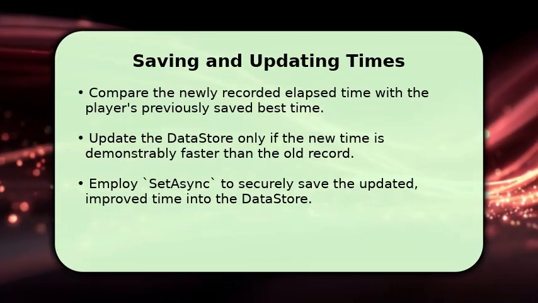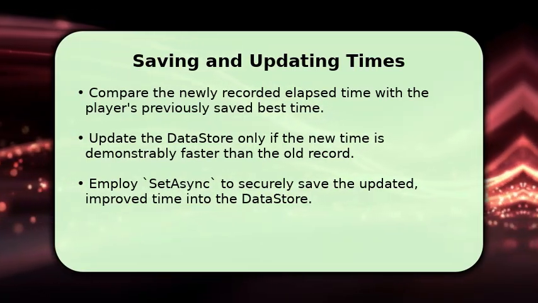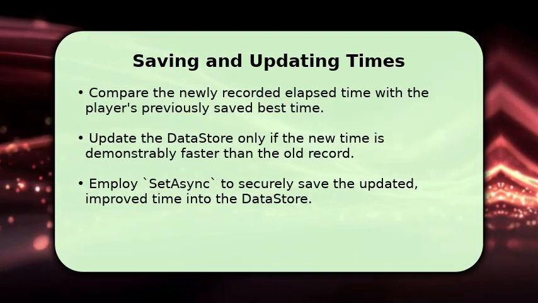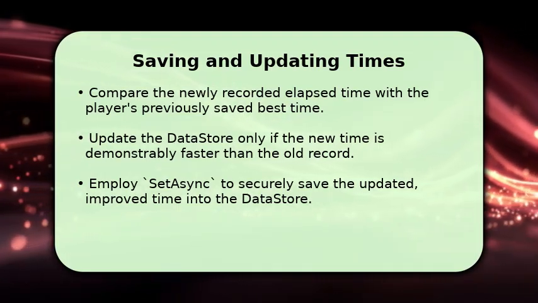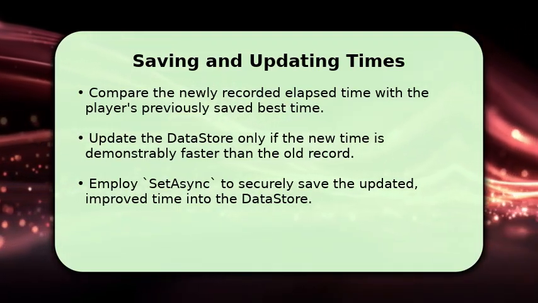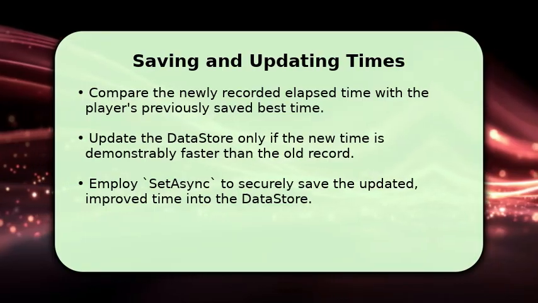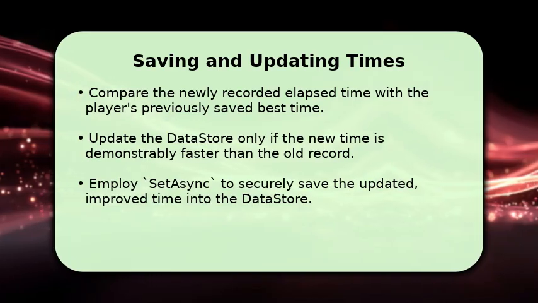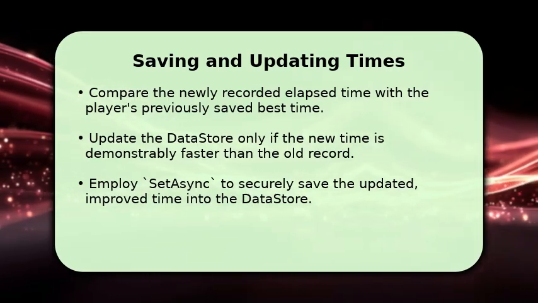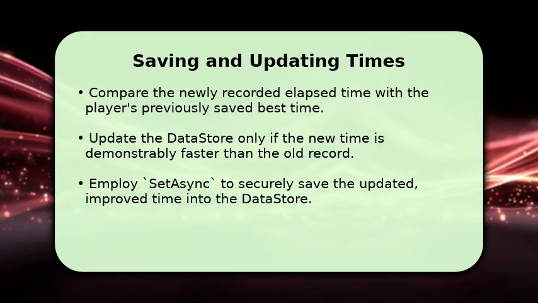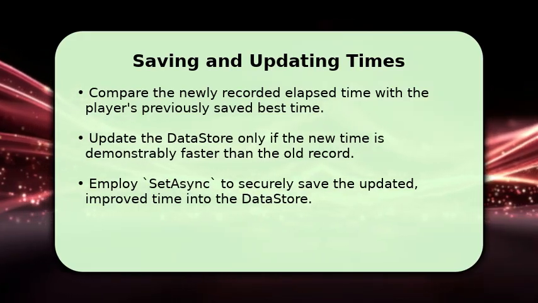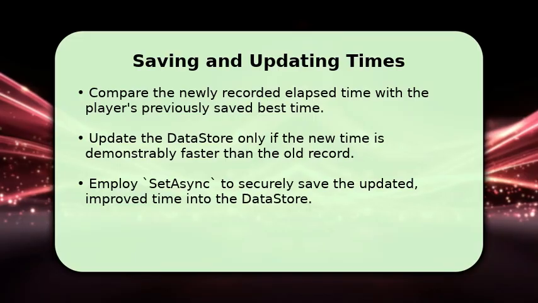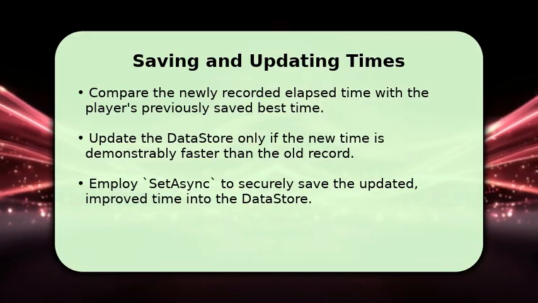Once you have an elapsed time, the next step is to save and update it. You must compare the player's new time with their existing best time stored in the data store. If the new time is faster, then and only then should you update their record. Use setAsync to write this new, improved time back into the data store. This ensures that only personal bests are saved, maintaining the integrity of your leaderboard. Remember to handle potential errors during the saving process for a smooth user experience.